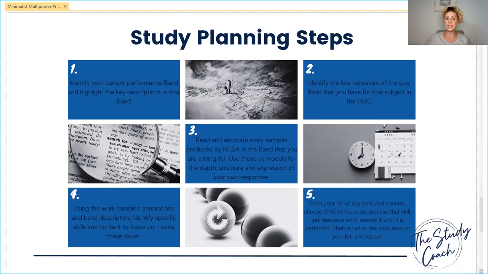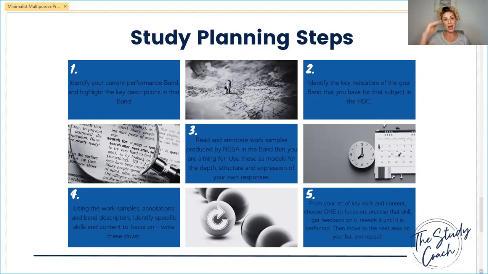The next thing then, step 2, is to identify the key indicators of the goal band that you have for that subject in the HSC. So if I go to those band descriptors and I want a Band 5 and I'm at a Band 4, then I need to know what that Band 5 is. Or if I want a Band 6, my goal is a Band 6 for a particular subject, then I need to know exactly what that is.